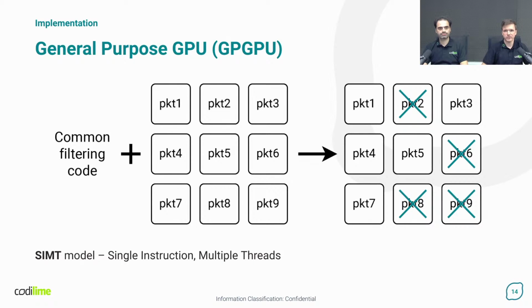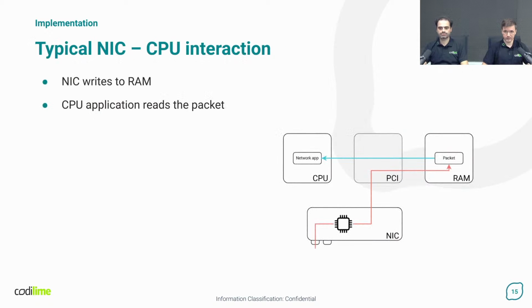Okay, so now we should have some intuition that GPUs can be used for traffic processing, but there are still some technical problems that we need to address first, and I will focus on one of them, specifically how GPUs can access packet data. And here's a reminder how a typical CPU network application works. So let's say a packet arrives to the NIC, and NIC writes this packet to CPU RAM. Then the CPU network application reads this packet and processes it. And yeah, you can see that it's quite straightforward and nothing complicated here.